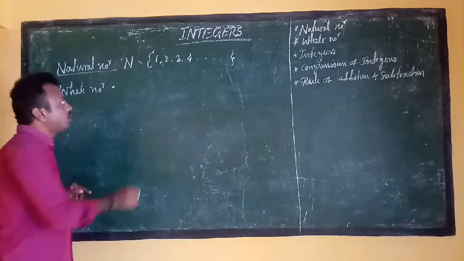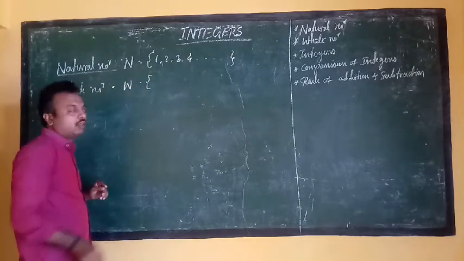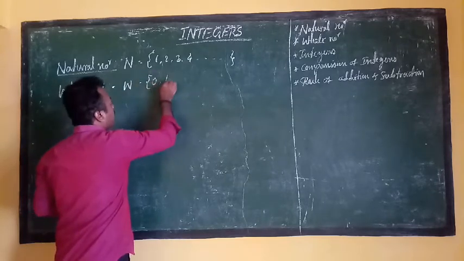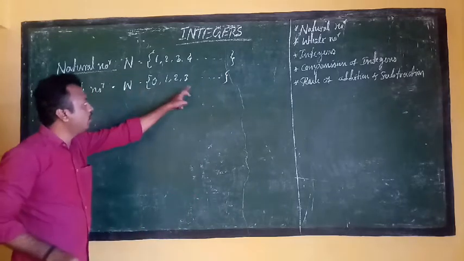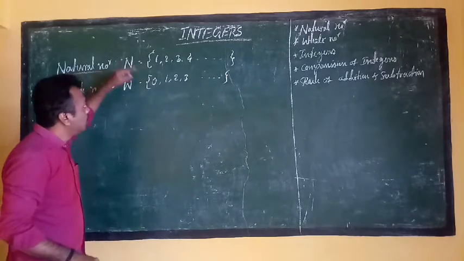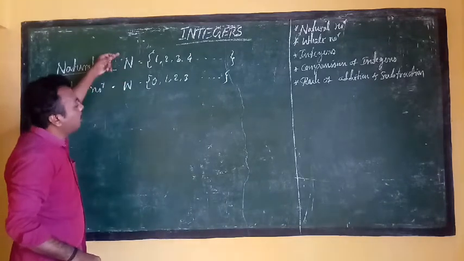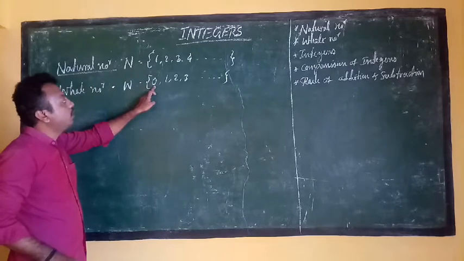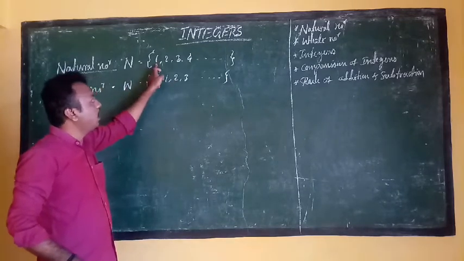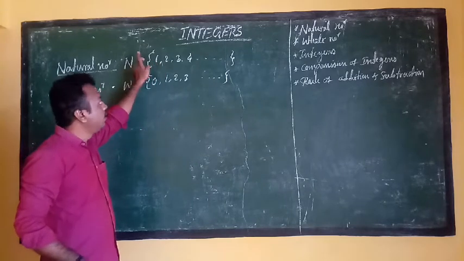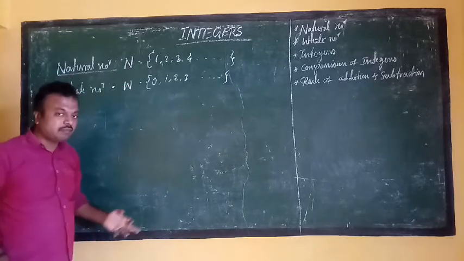Whole numbers can be represented by the letter W. Clear? So what does it mean by whole number? Counting numbers along with 0, that is called a whole number. See, every natural number is a whole number, but every whole number is not a natural number, because 0 is in the whole number set, but 0 is not in the natural number set. Therefore, all natural numbers are whole numbers, but not every whole number is a natural number.